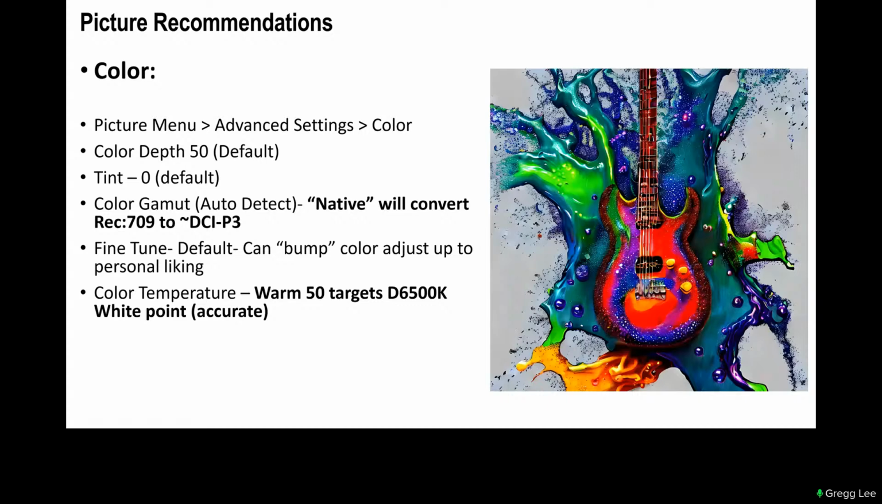And then last but not least, color temperature. If you want an accurate image, you want to go warm 50 or as low and warm as the TV will allow for that picture mode, because that's the closest setting to what they use standard-wise out there. Now, some people prefer a cooler, bluer look. It's a little bit more appealing to customers sometimes. So you can take the color temperature up to cool 50 if it allows, but essentially you're changing the color of white in the set.